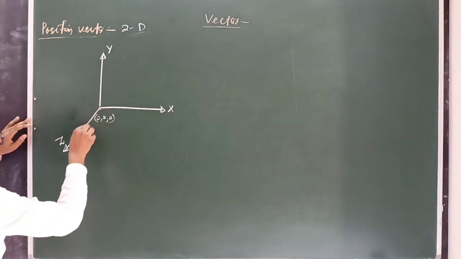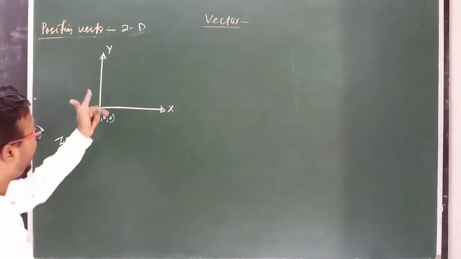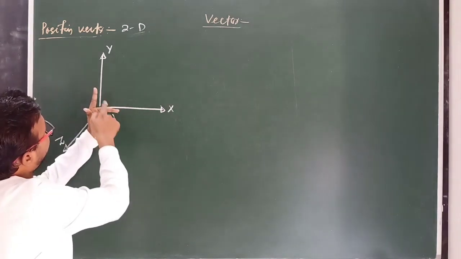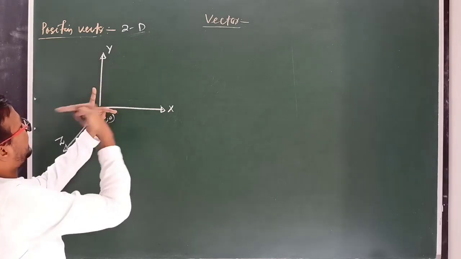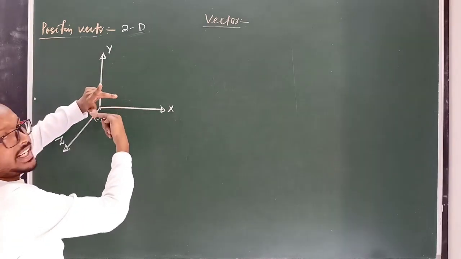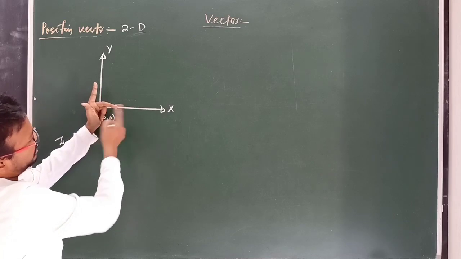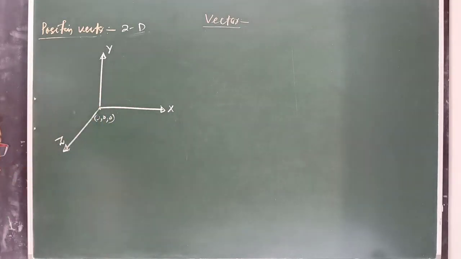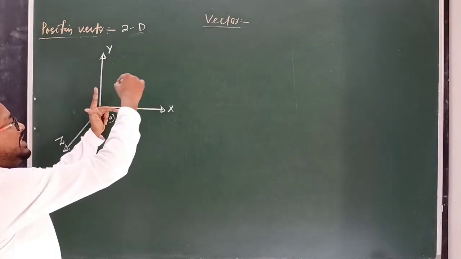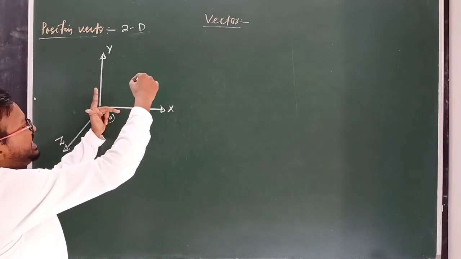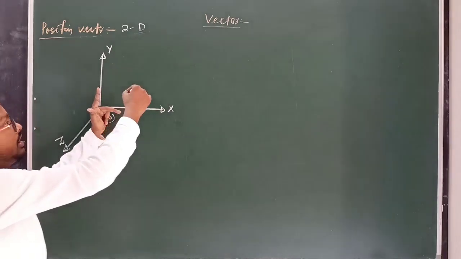So I am drawing here. This is the z axis, and the angle between the x axis and y axis is 90, y and z also 90, and z and x also 90 degrees. Clear? In the three-dimensional figure x, y, z, there is a particle in space, not on the board.